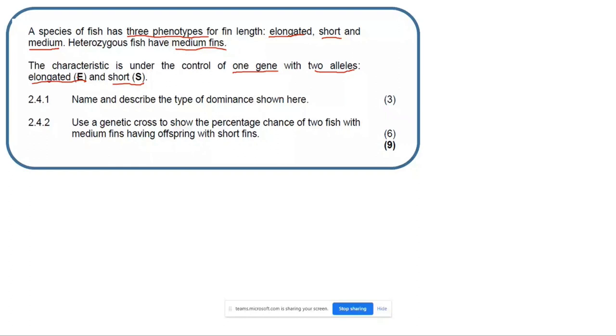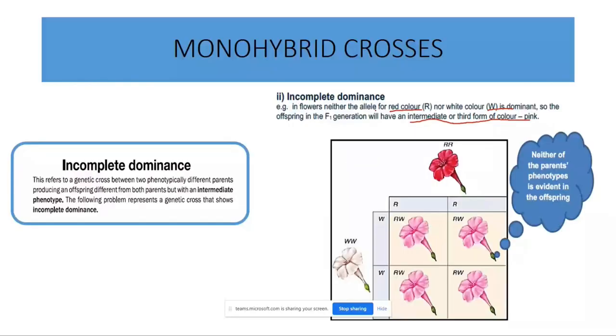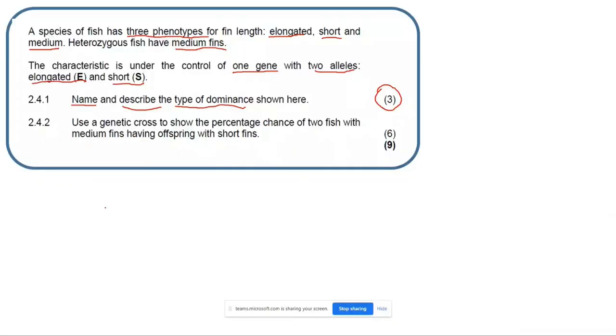Now here, a double banger. You need to name the type of dominance and describe the type of dominance. 3 easy marks. What type of dominance do I have here? Not one of the characteristics is dominant over the other, and you have an intermediate. That means it's incomplete dominance. And then you just need to say what incomplete dominance is. If you go back to our notes, there it is: it's a cross between 2 phenotypically different parents that produces offspring with an intermediate phenotype. So that would be for 2 marks, naming that.